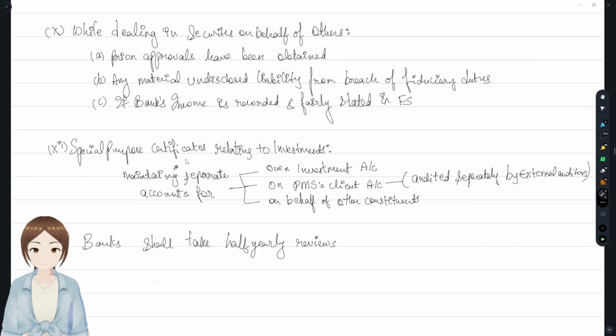And the next, special purpose certificates relating to investments, maintaining separate accounts for its own investment account and its own PMS client account, which have to be audited separately by external auditors also on behalf of other constituents like other banks. And the last point is that the bank shall take half yearly reviews. We have seen yearly reviews for the loans and advances, and for the investments, it is a half yearly review.